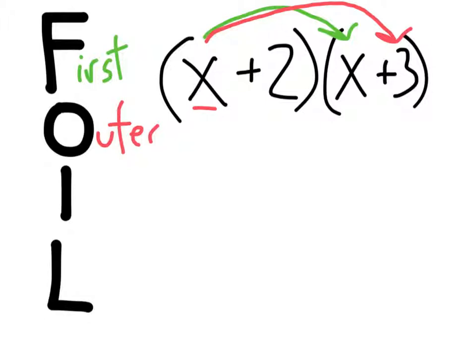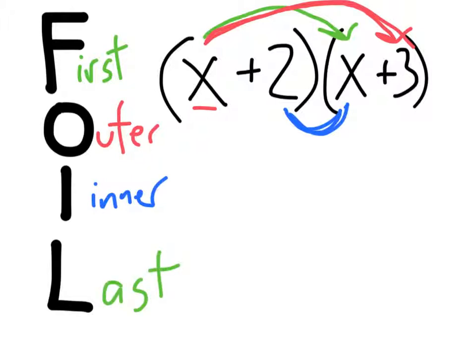polynomial. Next we have inner, and what we have right here are the inner ones, right? We've got outer, first, inner, and then we have ultimately last. So we're going to be multiplying this 2 into here. So we've got 4 sets of multiplication problems going on when multiplying 2 sets of binomials.